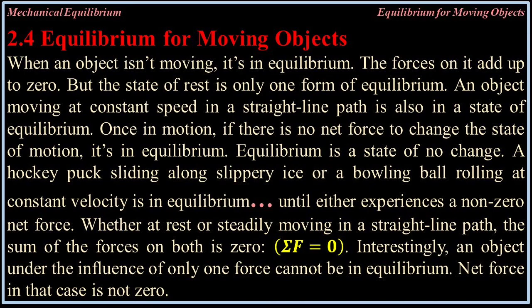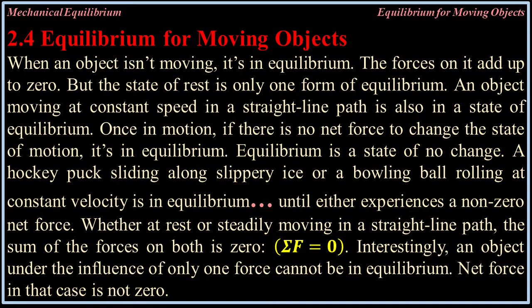A hockey puck sliding along slippery ice or a bowling ball rolling at constant velocity is in equilibrium until either experiences a non-zero net force, whether at rest or steadily moving in a straight line path. The sum of the forces on both is 0. Sigma F equals 0.